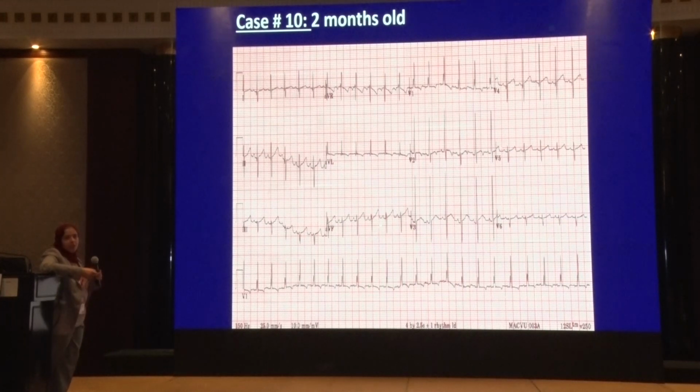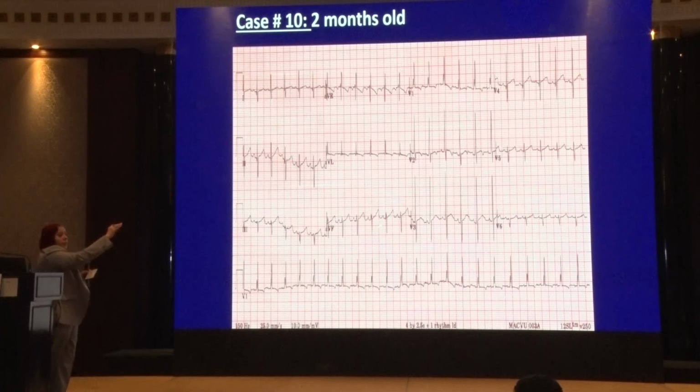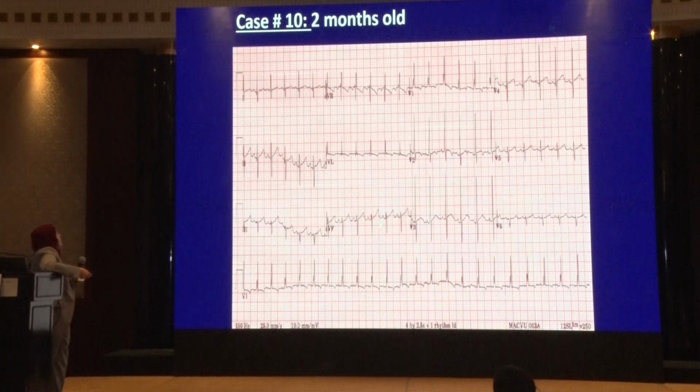Supraventricular tachycardia, heart rate is 150. Wait, what about the axis? Yeah, it's positive in lead 1 and negative in aVF. So we are speaking about left axis, okay? Then P waves: around between 2 to 3, so we consider it normal.